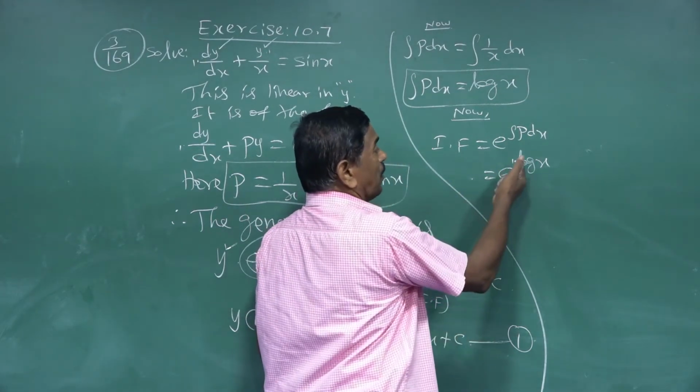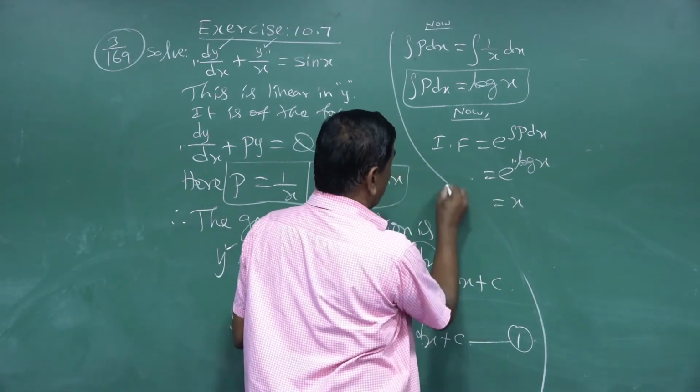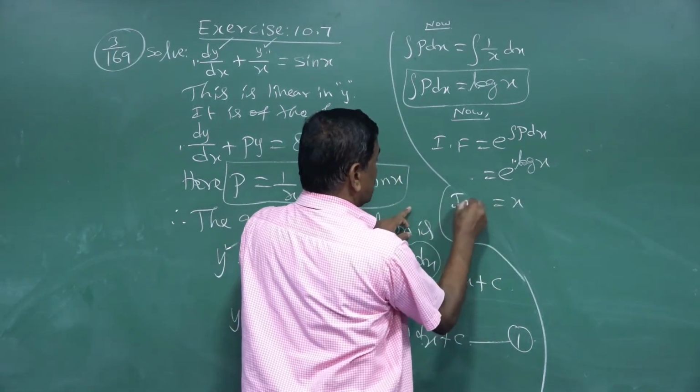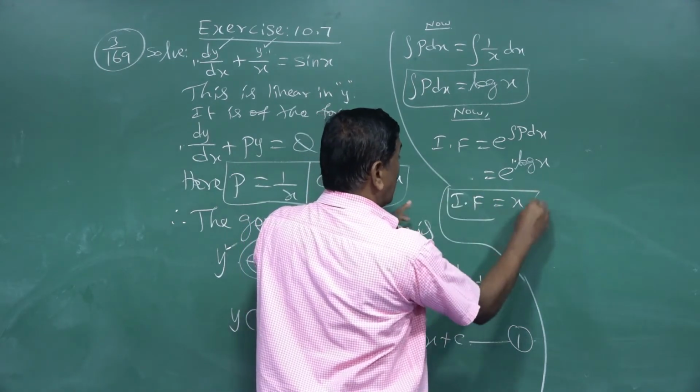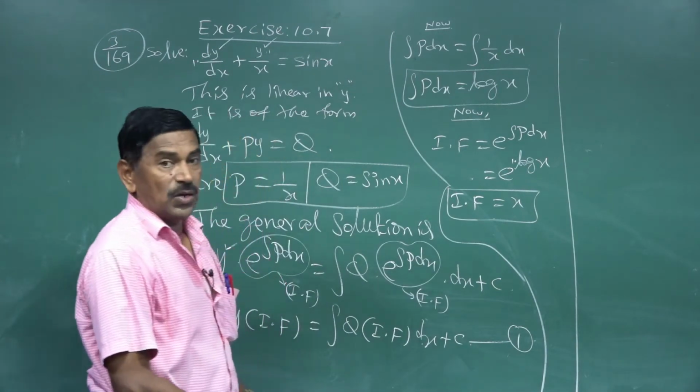So the base e and the power log cancel, and the remaining x will be the answer, which is the integrating factor. Therefore, the integrating factor is equal to x, that's all.